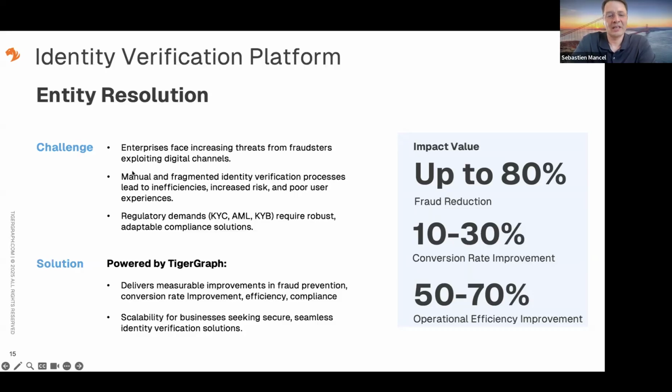Now, the key point here is that entity resolution isn't just about meeting compliance checks. It's about creating frictionless, trustworthy experiences for customers while driving efficiency at scale. All right, so now that we've seen the impact that entity resolution can have, let's shift gears a little bit and look at how this actually comes to life in TigerGraph.